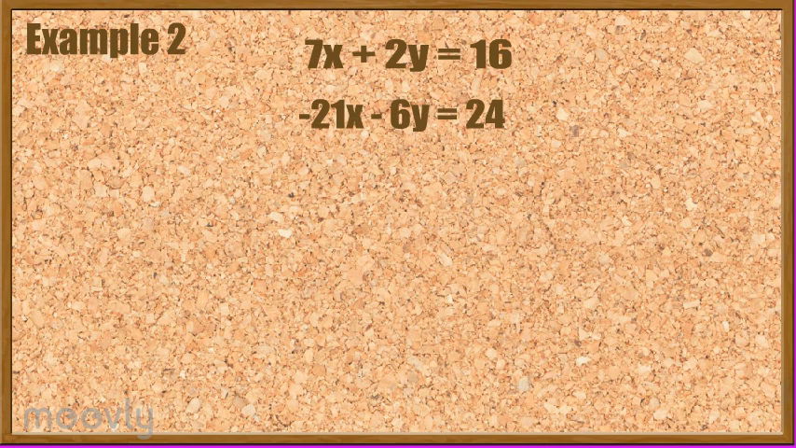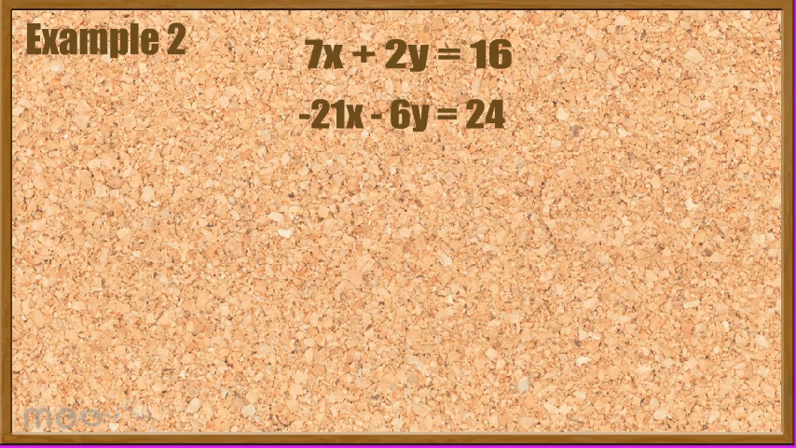Next, we will try something a little harder. 7x plus 2y equals 16, and negative 21x minus 6y equals 24. For this example, we are going to solve using elimination, meaning you choose whichever variable you want and take the GCF of the two numbers attached to the variable you choose, and you make one positive and the other negative so they cancel out. Now you also need to understand that what you multiply to one part, you must do to the rest of the equation.